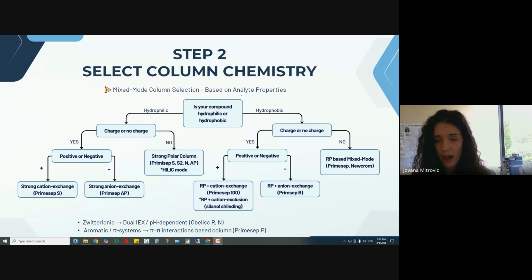Now, for hydrophilic compounds, if the analyte is uncharged, we can then use a strong polar column such as any of PrimeSep S, S2, and AP, often in HILIC mode. But if we have a charged hydrophilic compound, we can use, for example, for positively charged, a strong cation exchange column like PrimeSep S, or for negative charge, we can use strong anion exchange columns such as PrimeSep AP. And by following this pathway, starting with whether the compound is hydrophobic or hydrophilic, then considering charge and polarity, we can confidently choose the mixed mode column that provides the best retention for our analyte's chemistry.